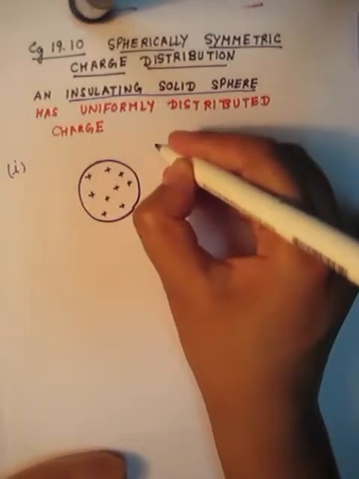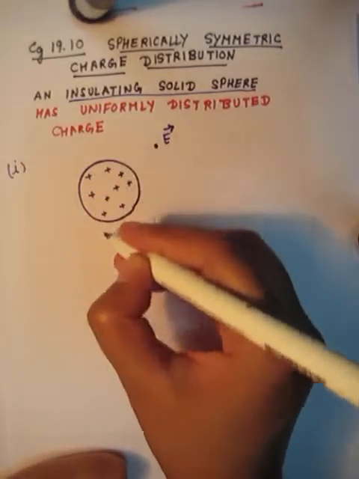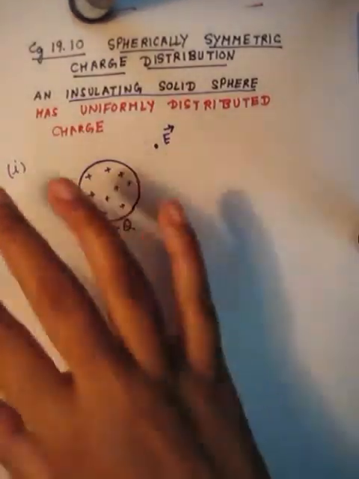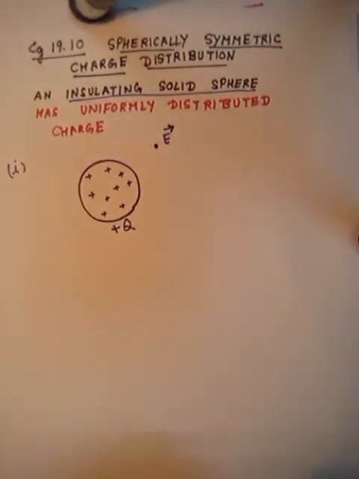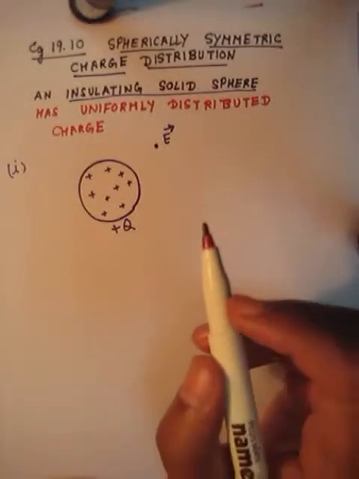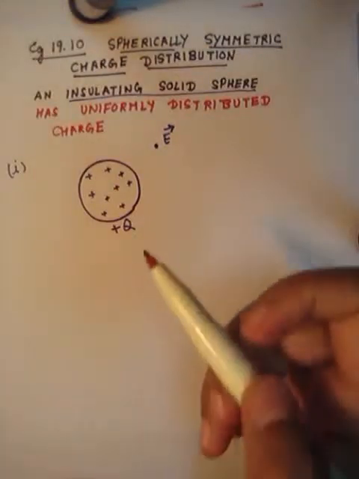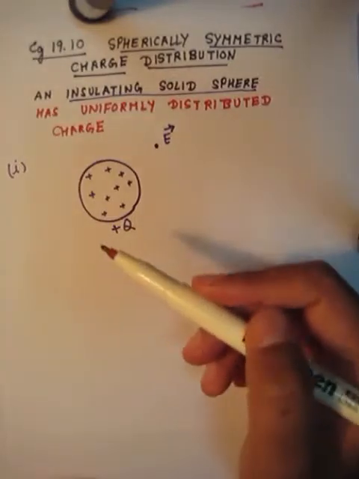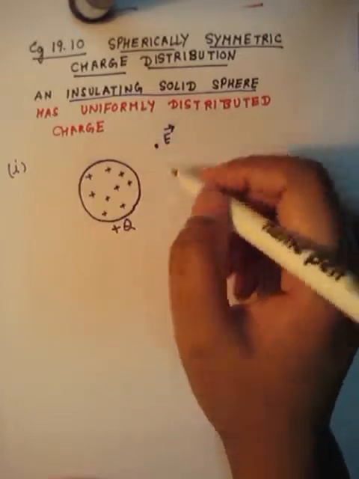And now suppose that at this point we need to find out what the electric field is. The total charge on this sphere is plus Q, and it is distributed all over the sphere very uniformly. Now you know that whenever we have a uniform charge distribution, we can use Gauss's law. The first step in Gauss's law is to draw a suitable imaginary surface, which is also called a Gaussian surface. So we'll draw a surface over it.